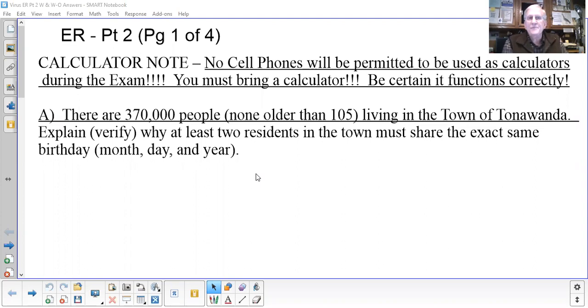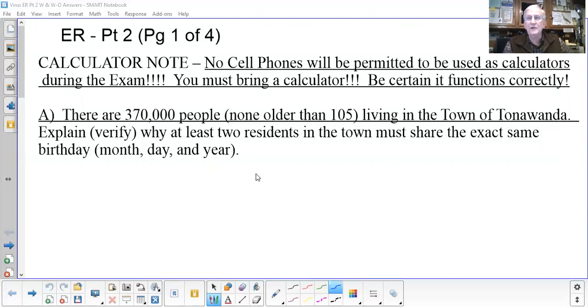There are 370,000 people, none older than 105, living in the town of Tonawanda, which is the township just north of Buffalo. Explain or verify why at least 2 residents in the town must share the exact same birthday, month, day, and year. Well, this smells like a PHP problem, right? And as a matter of fact, that's exactly what it is. Because of the pigeonhole principle, we know at least 2 people, if not many, many more, have to share the same birth date in the town of Tonawanda, if the circumstances are what we're showing here.